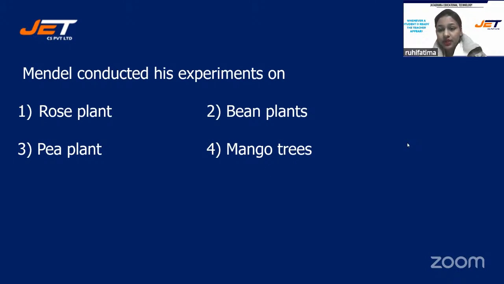These questions are very important, students. The topic of Mendel and his experiment is one of the most important topics in genetics and heredity. All right, excellent students, you all are correct. Option number three is the right answer. That is pea plant. Mendel conducted his experiment on pea plants. He selected seven characters and then he conducted his experiments.